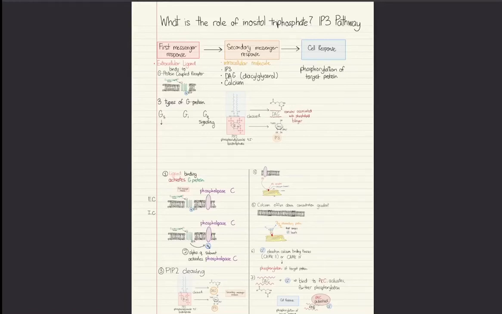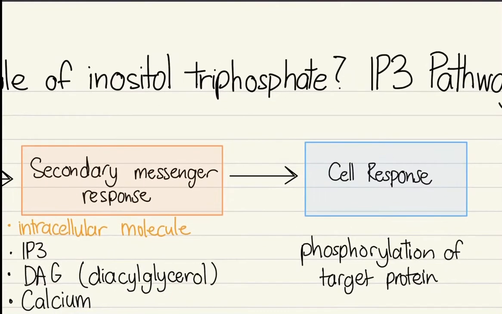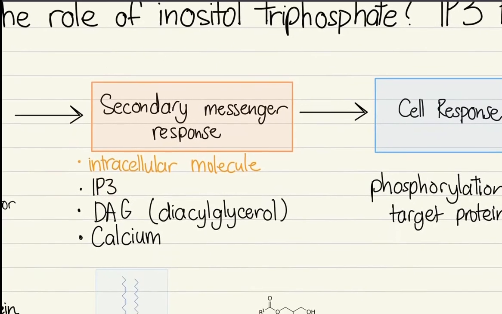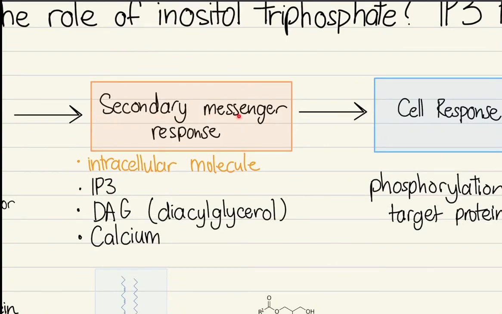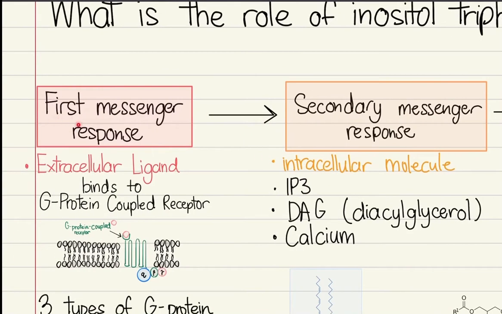By the end of this video, you should be able to understand this question. What is the role of inositol triphosphate, or the IP3 pathway? Right off the bat, the first thing that should kick in your head is that this is inositol triphosphate. That's a secondary messenger. For a secondary messenger to actually exist, there has to be a first messenger response.